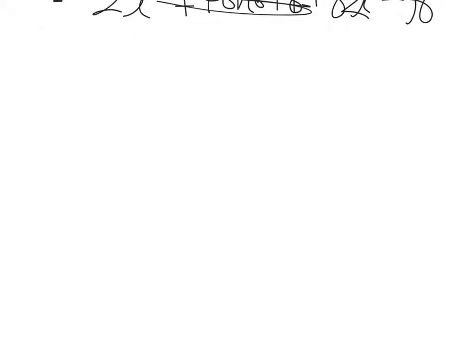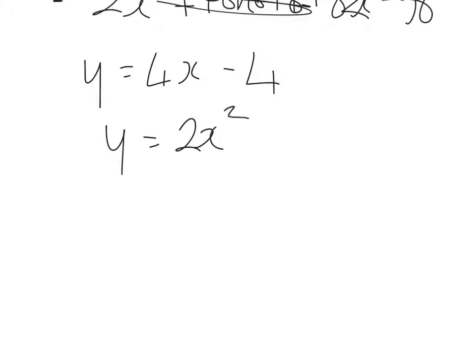We're now going to find the intersection of curves or a curve and a line. Okay, the first one, we're going to find the point, or points of intersection rather, of the straight line y equals 4x minus 4, and the parabola y equals 2x squared minus 2x minus 12.